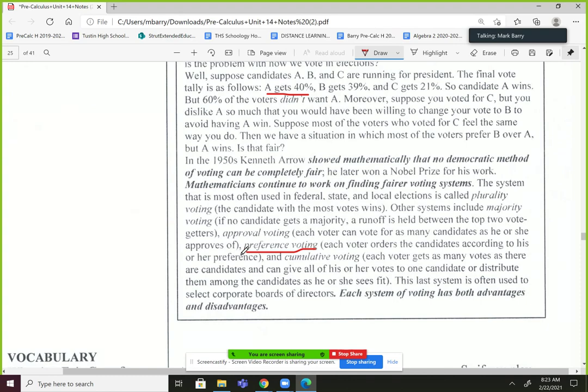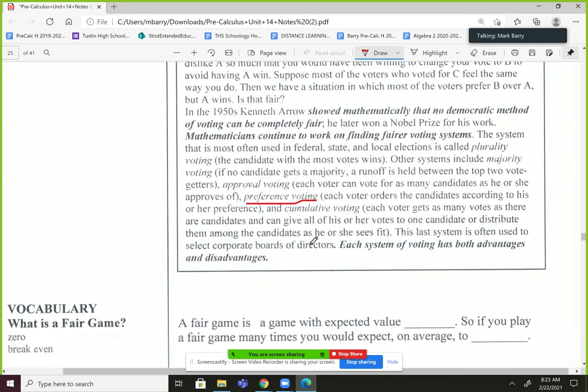People who are third parties, like Libertarians or Green Party people, always want this because they feel like their candidate would get a lot of second place votes or even first place votes if people could still put the candidate they didn't like all the way at the bottom, because they figure that's how most people vote, based on who they don't like. And then cumulative voting, each voter gets as many votes as there are candidates and can give all of his or her votes to one candidate or distribute them among candidates he sees fit. So if you lose, you get to send your votes to somebody else and you get to choose it. So that's another way you could do it.